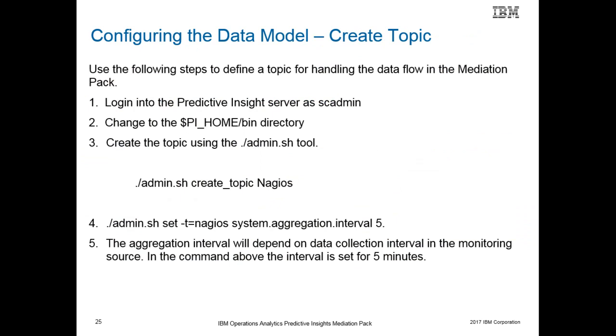The last step in configuring the data model is to create the topic. To create the topic, log into the Predictive Insights server, change to the $PI home bin directory of Predictive Insights, and then run the command that is shown on steps 3 and 4 in the slide. Note that the aggregation interval is set to the same interval that the collection interval was set to when the Nagios XI utility was scheduled by the cron job.